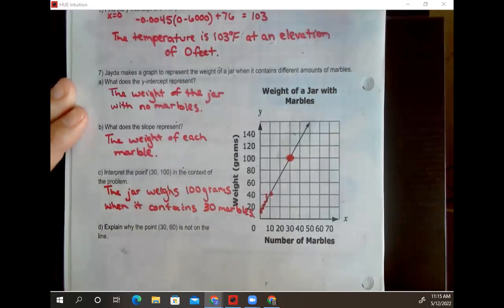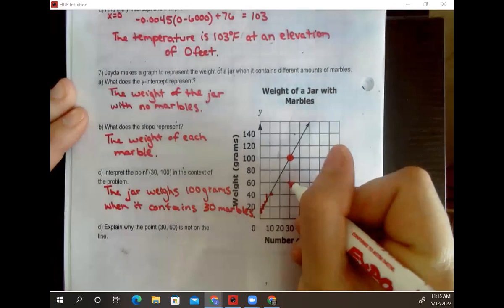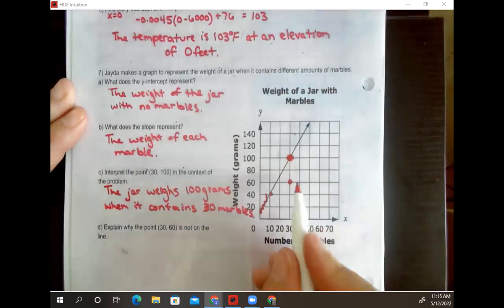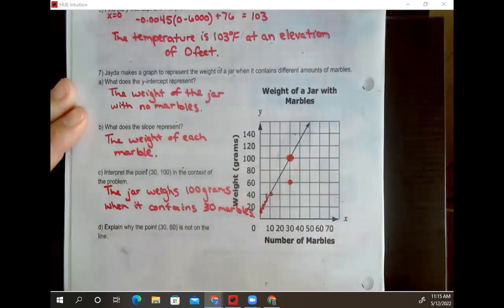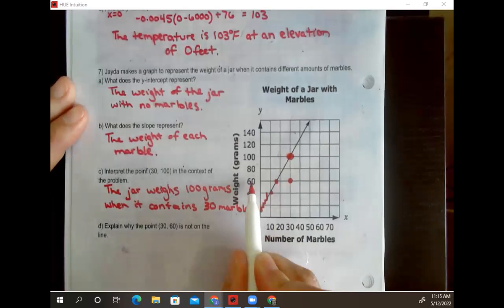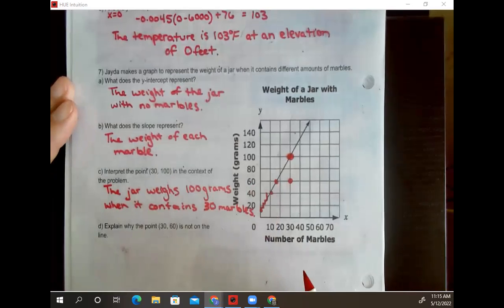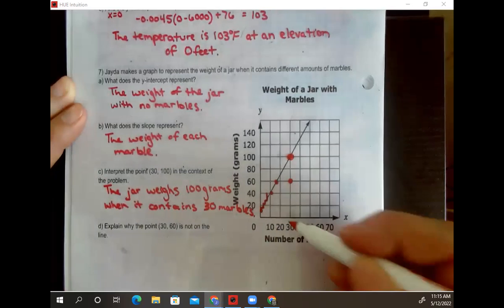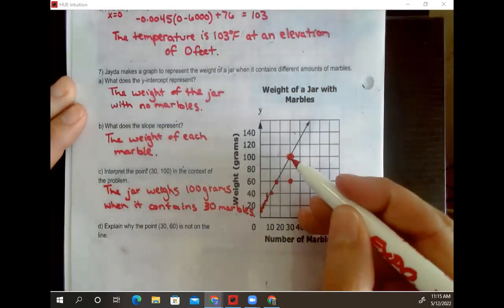Part D says, explain why the point (30, 60) is not on the line. So (30, 60) would be right here. Why is this point not on the line? I said 15 marbles. Oh, so you said when we've got a weight of 60 grams, that's actually 15 marbles. That would work. Okay. The other thing I could say is when I have 30 marbles, they weigh 100 grams.